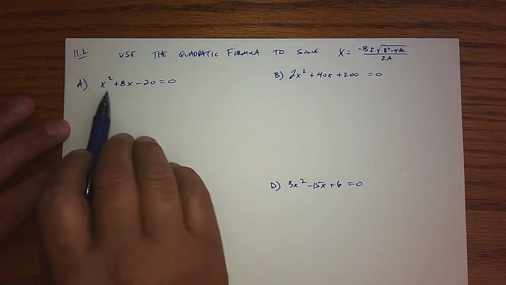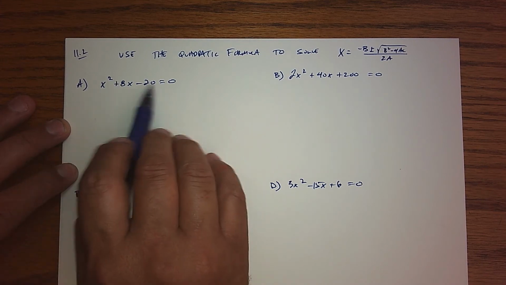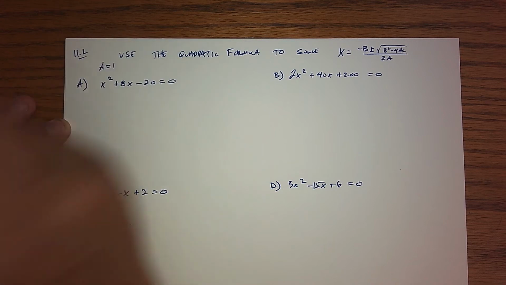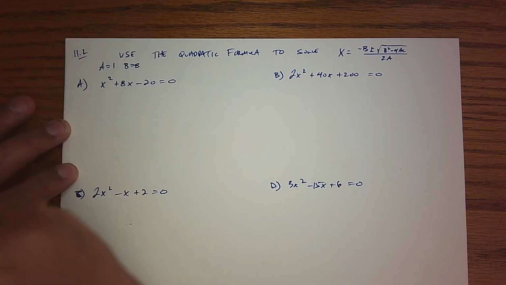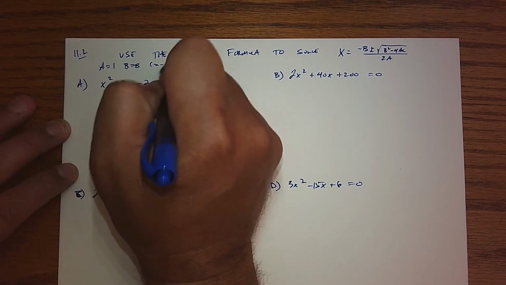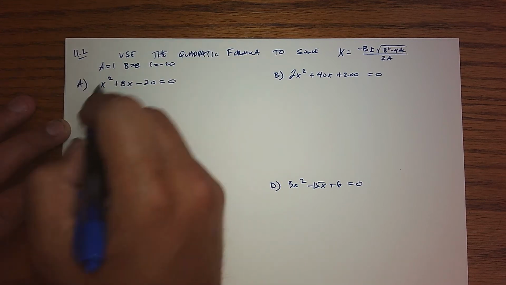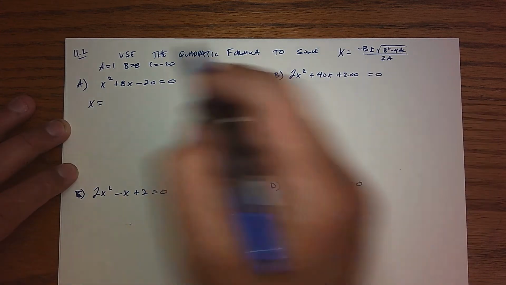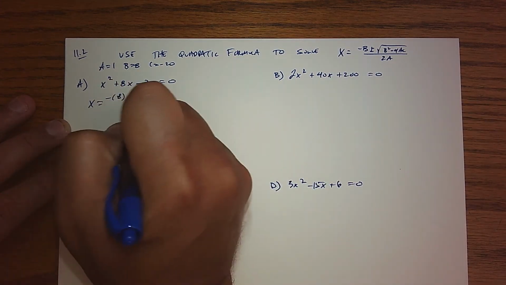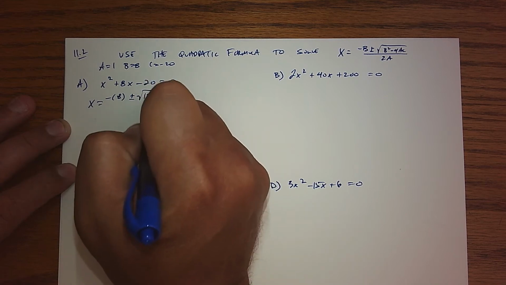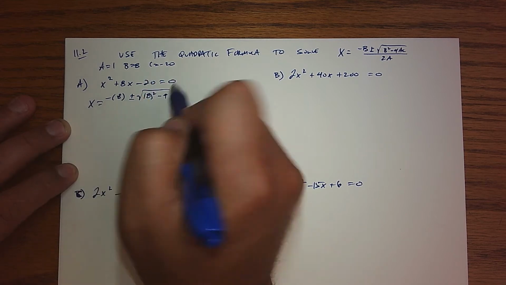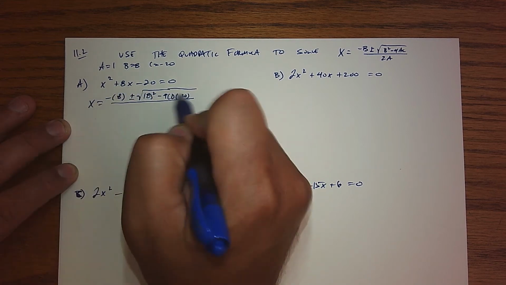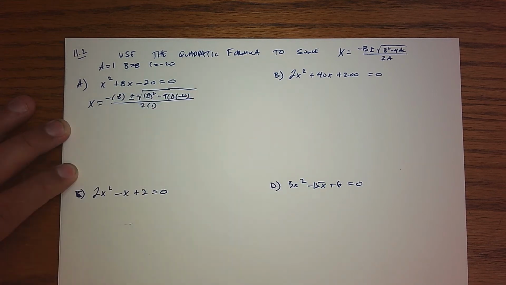So to find what values of x solve this equation, I first begin by identifying what a is. Well, in this case it's 1. What b is, it's 8. And what c is, it's negative 20. Alright, and so all I got to do is come over to my formula and start plugging things in. So we have negative whatever b is, well that's 8, plus or minus, take b and you square it, and you subtract 4 times a times c, and that's all over 2 times a.